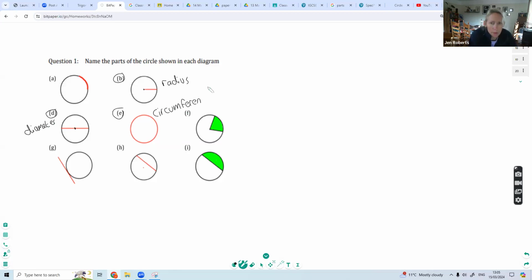Now these ones may be new to you. Part A, this part of your circumference is called the arc. Part G, if you've got a straight line touching the edge of your circle, it's called the tangent. Part H, a line from one side to the other, not through the centre, is called the chord.